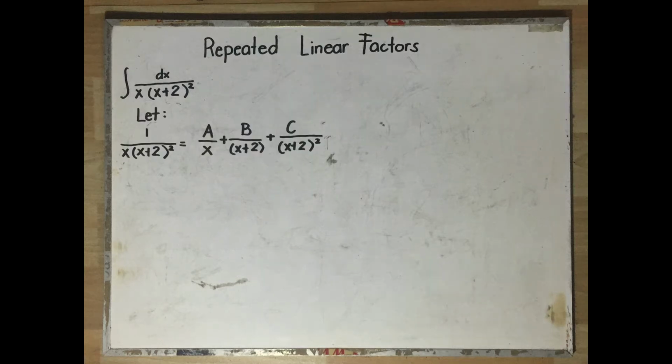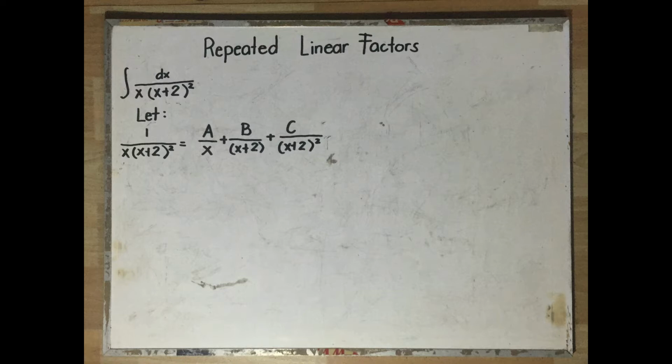1 is equals to a over x plus b over its base factor, which is the quantity of x plus 2, plus c over its original factor, the squared quantity of x plus 2. Do not be confused. If the factor is raised more than twice, then you start with its base factor and raise it by 1 until you reach its original factor.